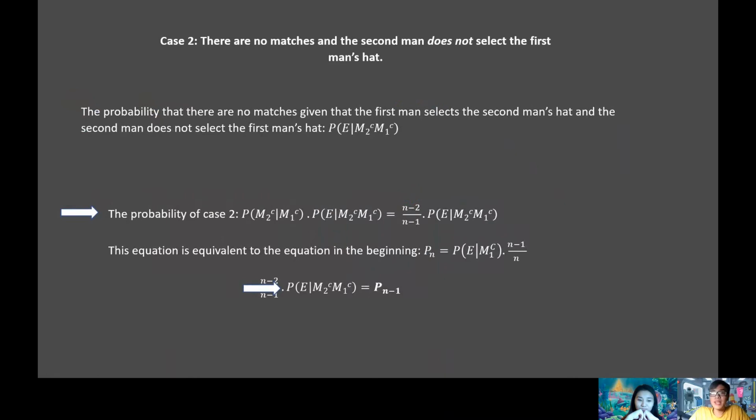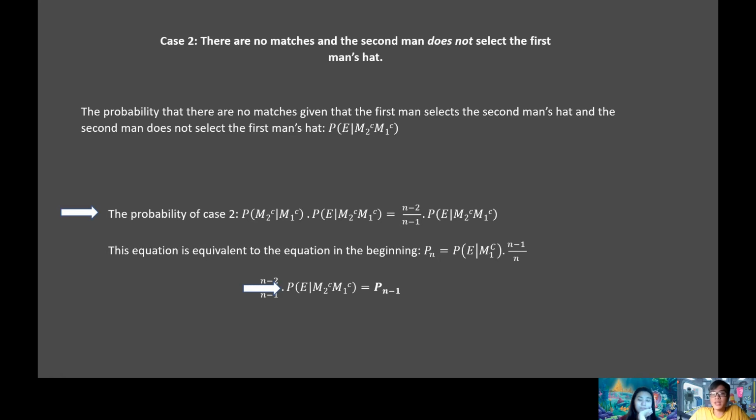Given that the second man does not select the first man's head, the probability that no matches occur would be denoted by the probability of PE given M1C and M2C. And you could see that the probability of this second case would be equal to Pn minus 1, because it is very similar to the problem in the beginning, in which there are no matches given that the first man does not select his head.